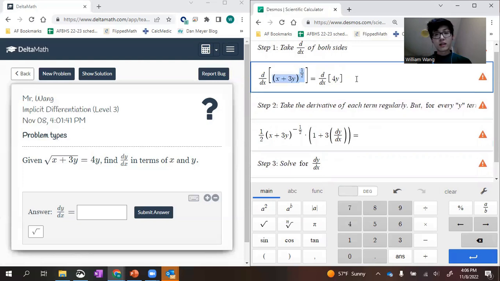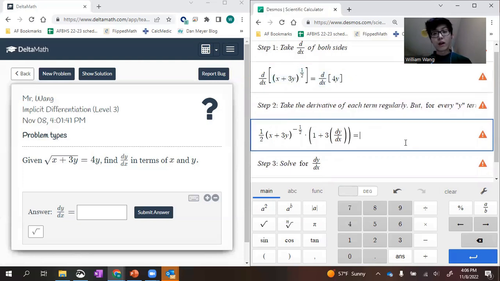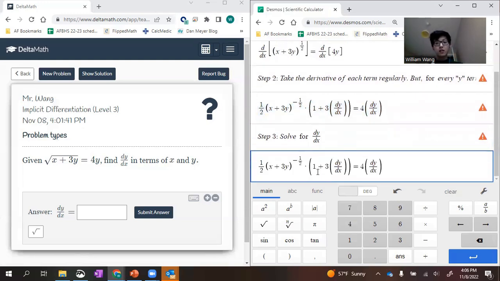So I did this whole left side. Let's go on to this right side. Derivative of 4y is 4, and I did take the derivative of a y term, so I'm going to multiply by dy over dx. Excellent. Cool. Now, what do we got to do? We have to solve for dy dx. So let's solve for that.